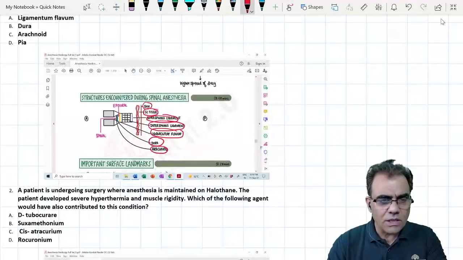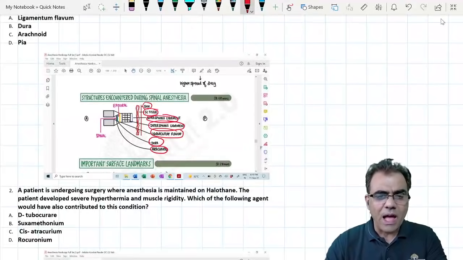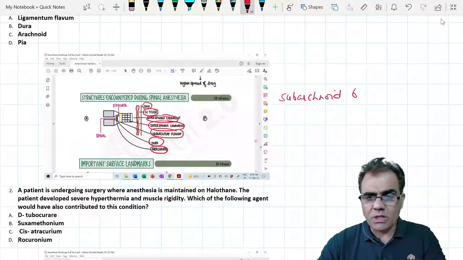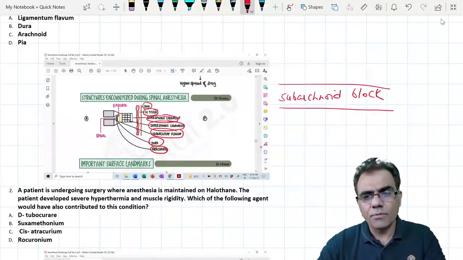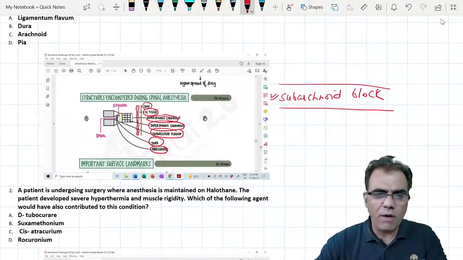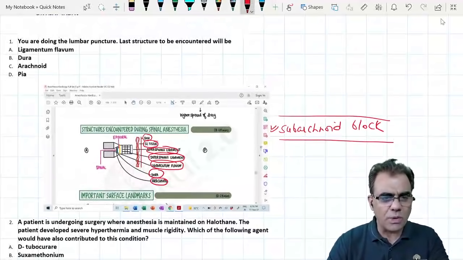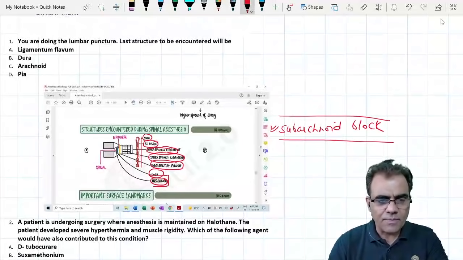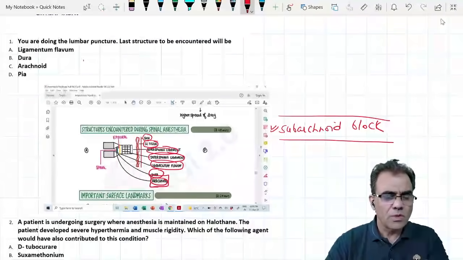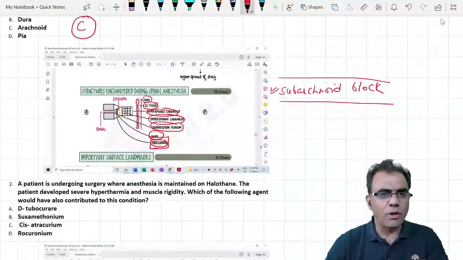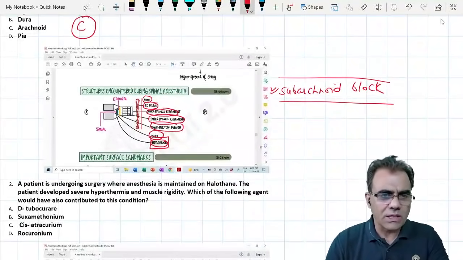And here you give spinal anesthesia, and that is why spinal anesthesia is called subarachnoid block, because CSF is present between arachnoid and pia. So I don't think anybody would have got this question wrong. The last structure to be encountered will obviously be arachnoid. Very clear from our notes, the details we have discussed.